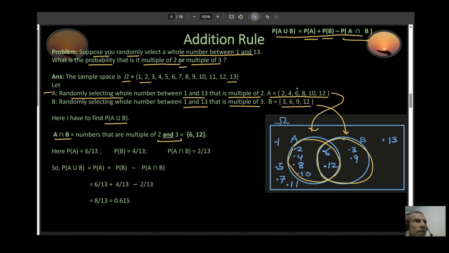You can see that 6 is over here and 6 is over here. 12 is over here, 12 is over here. You can also see this from the Venn diagram. So these elements right here, 6 and 12, are common to A and B.